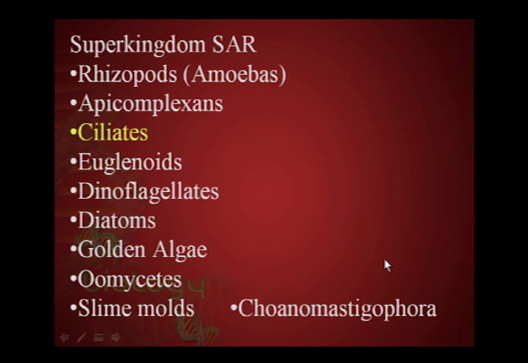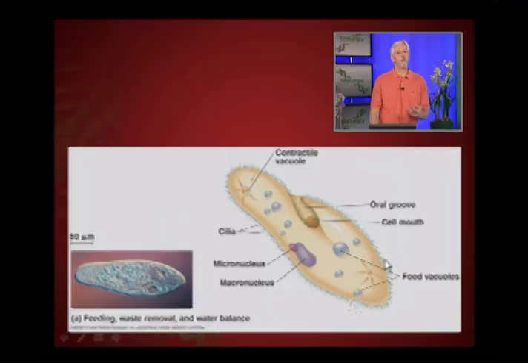Another subgroup of the SAR are the ciliates. So the ciliates are covered with cilia and swim via cilia. They also have two types of nucleus, a macronucleus and a micronucleus. The macronucleus is polyploid, carries out the day-to-day activities of the cell. Micronucleus is involved in a sexual reproduction for them, or sexual process, I should say.